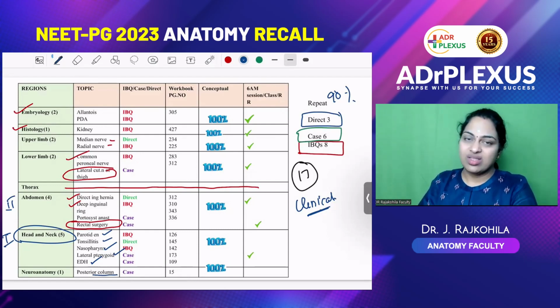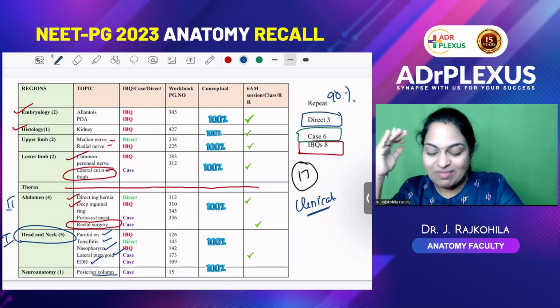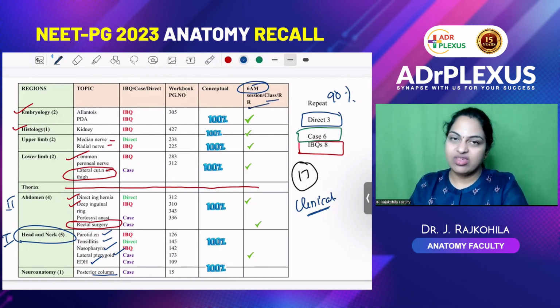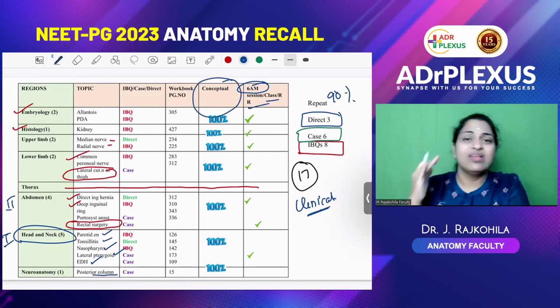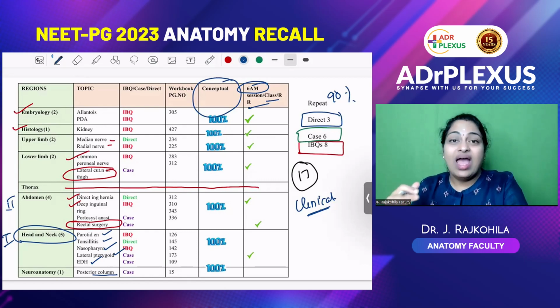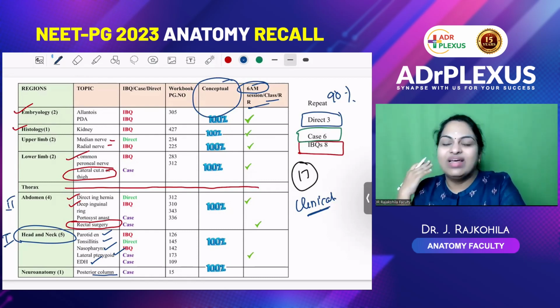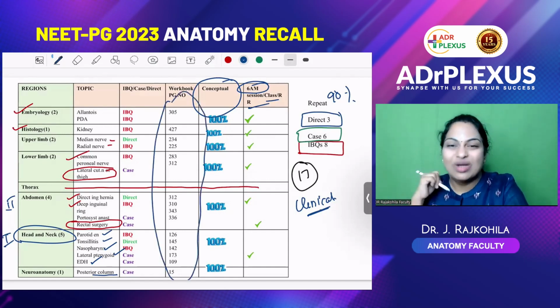Neuroanatomy was literally an easy question: posterior column, right? Every topic of this has been covered in your classes, either in the 6 a.m. class I did for you, your online classes, or in the rapid revision. All of them have been covered. And conceptually, everything has been covered. ADrPlexus has introduced the concept to you, and how you applied it to work out your answers, that matters. The conceptual part has been well provided by ADrPlexus, and everything is there in the workbook also.